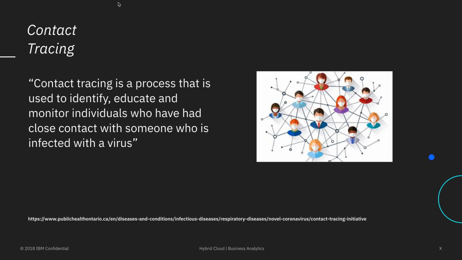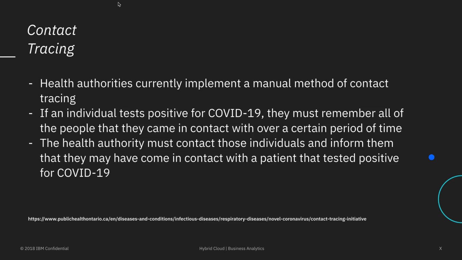Contact tracing is a process that is used to identify, educate, and monitor individuals who have had close contact with someone who's infected with a virus. Health authorities currently implement a manual method of contact tracing, which can be very time-consuming, since individuals who test positive for the virus have to remember every person that they came in contact with over a certain period of time. As well, health authorities must contact all of those individuals manually and inform them that they may have come in contact with a patient that tested positive for the virus.